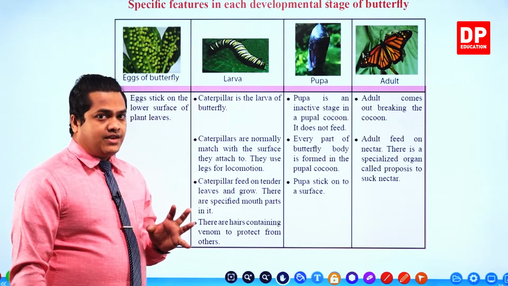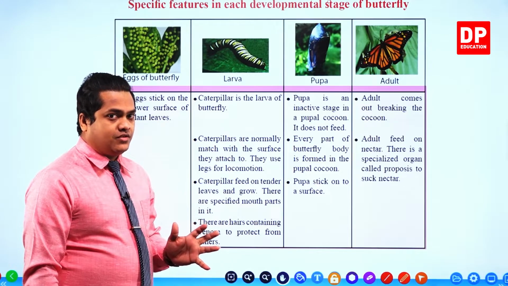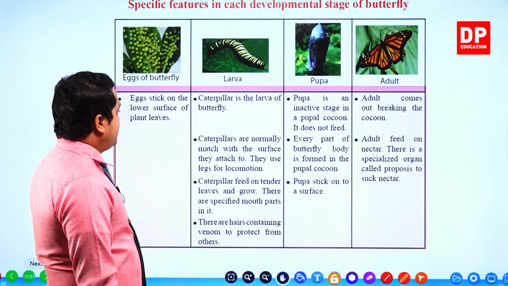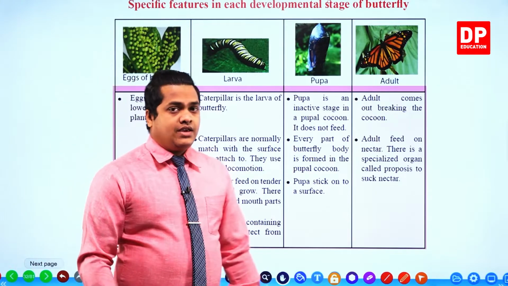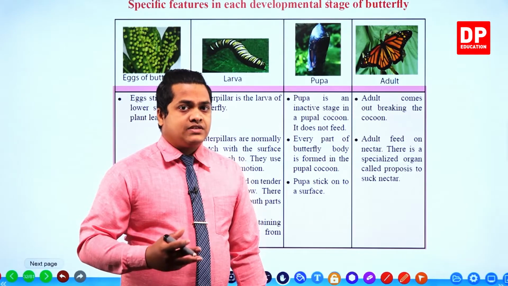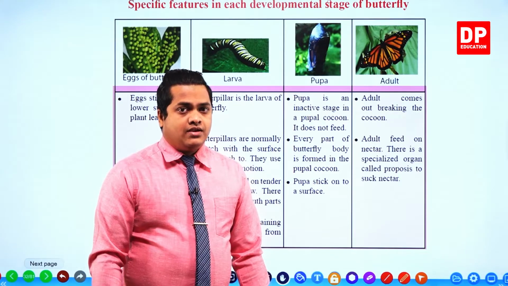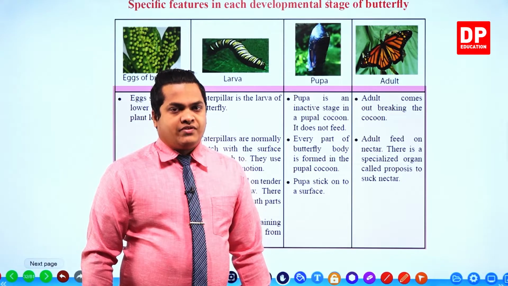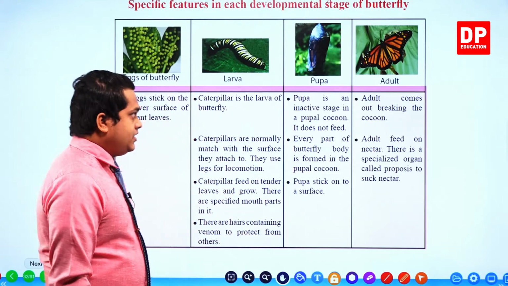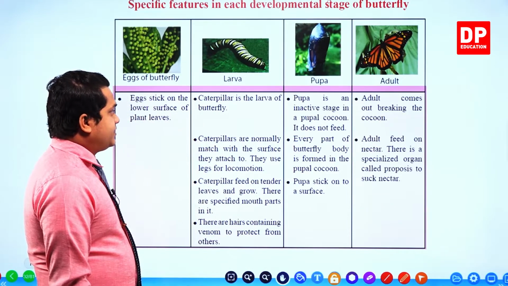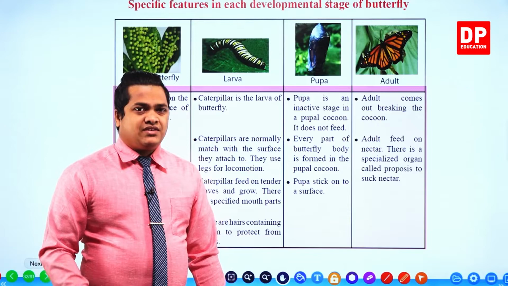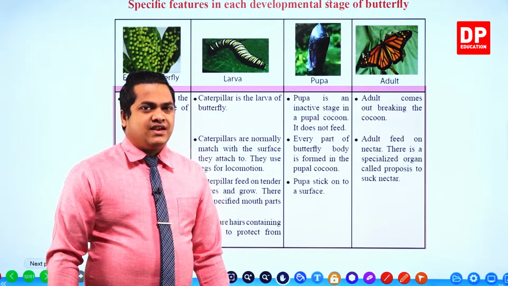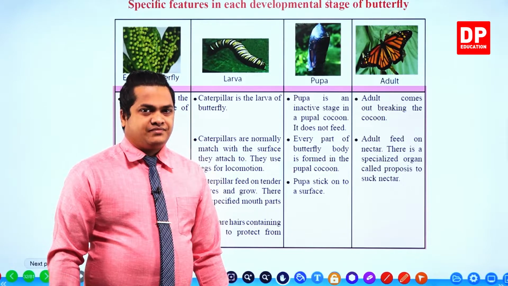So you know that eggs are like an inactive stage. Okay, so eggs stick on the lower surface of the plant leaves. So butterflies lay eggs on the lower epidermal surface of the plant leaves. Okay, and then the caterpillar is a small bit of an active stage. So there are not that many big features to observe within the stage of the eggs, as they are most of the times inactive, right?